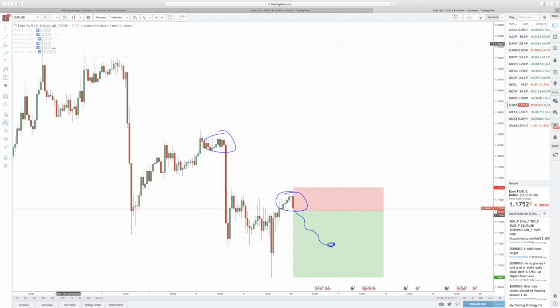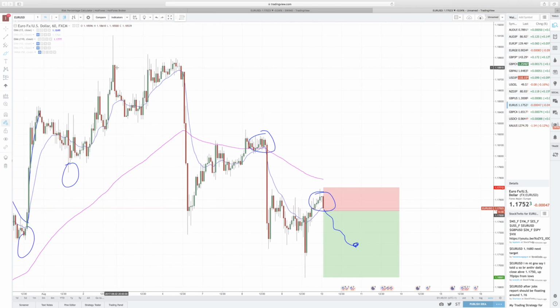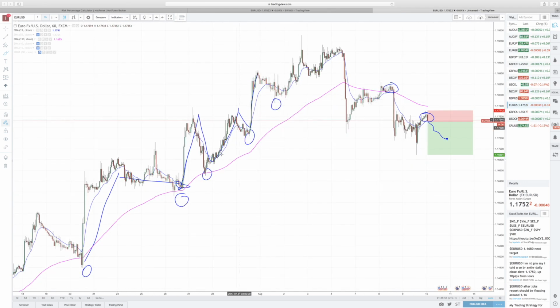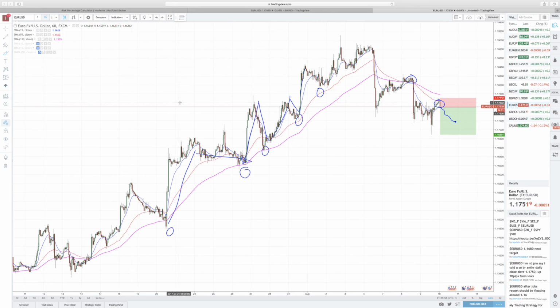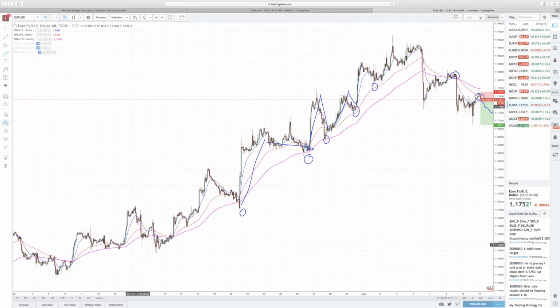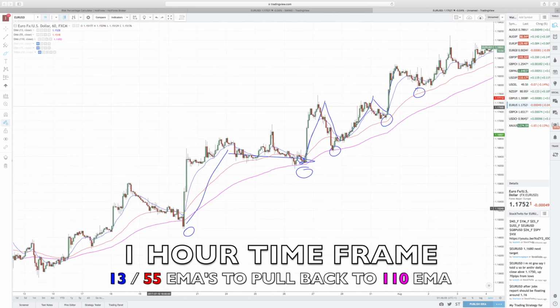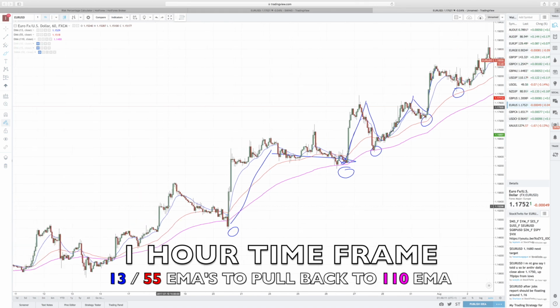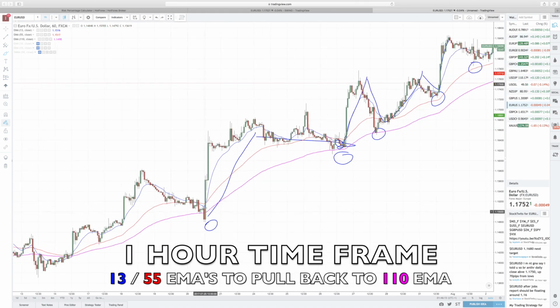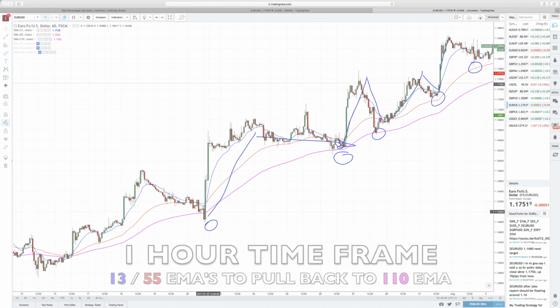There we go. Okay, so what we do, we need to be on a 1 hour chart, preferably Euro USD, because I've just found this strategy works extremely well with Euro USD. And what we're looking for, we're looking to identify a trend, just like this one here. And what we're looking for are the blue and red exponential moving averages, so the 13 and 55 EMAs, to pull back towards the 110 EMA here. And that's where we're looking to buy. So using price action, this is where we'd enter the market.